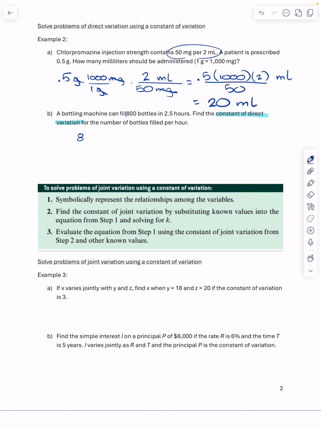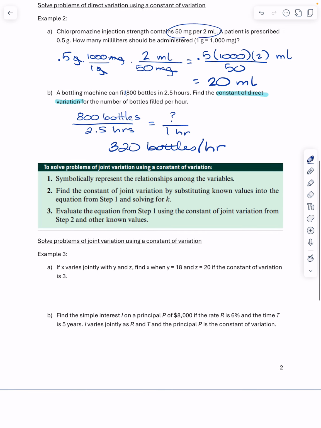So basically, if I can fill 800 bottles in 2.5 hours, we're wondering how many I can fill in 1 hour. That's a straight division. We're going to take 800 and divide by 2.5, and we get 320 bottles per hour. The constant of variation is always per 1 hour, per 1 mile, per 1 hiccup, whatever we're talking about.